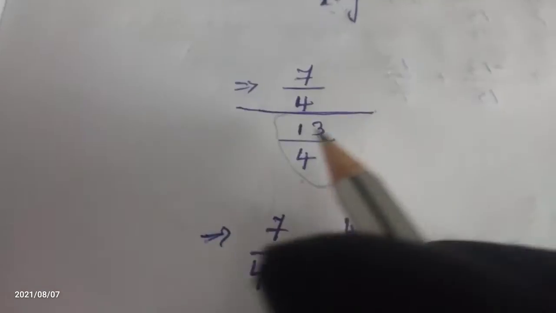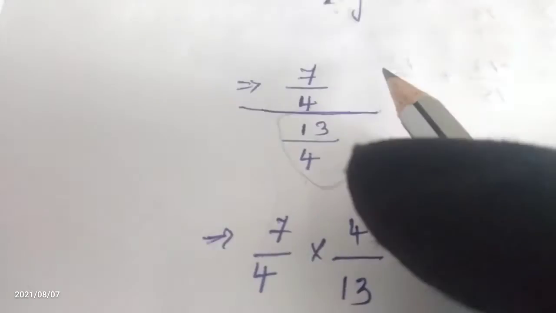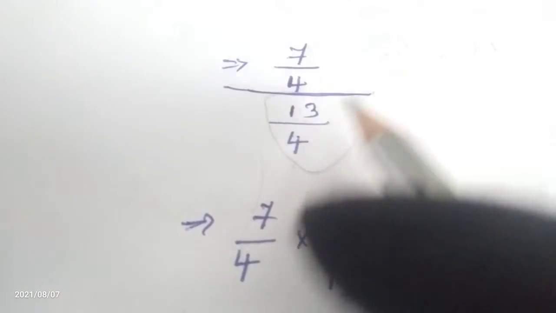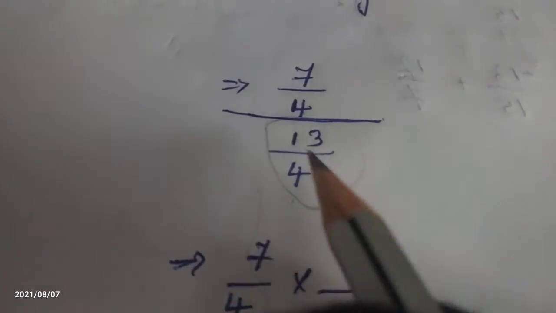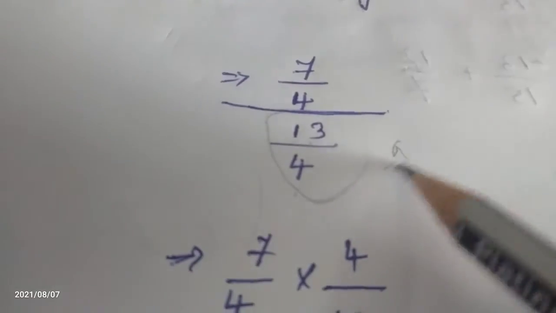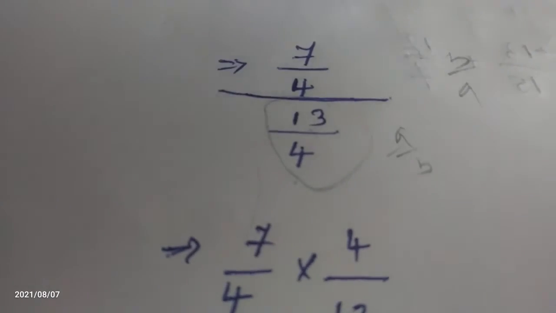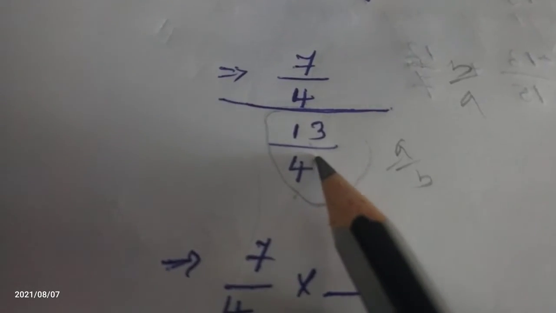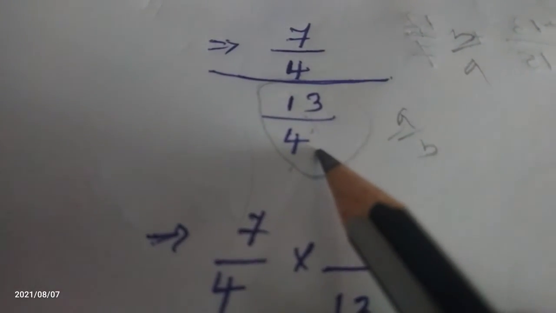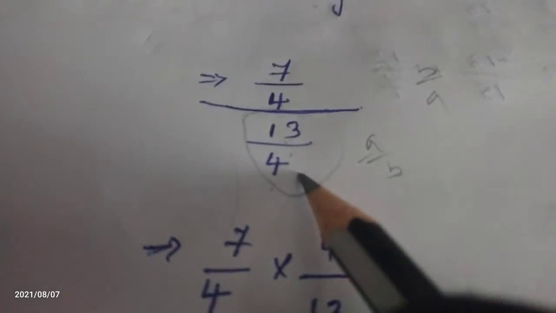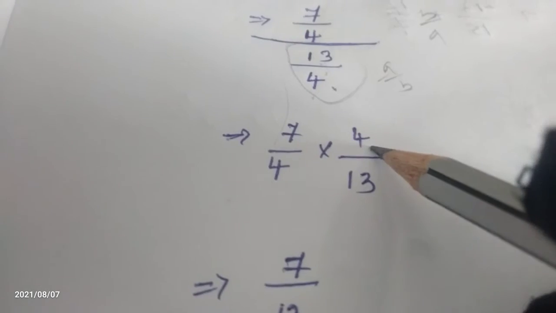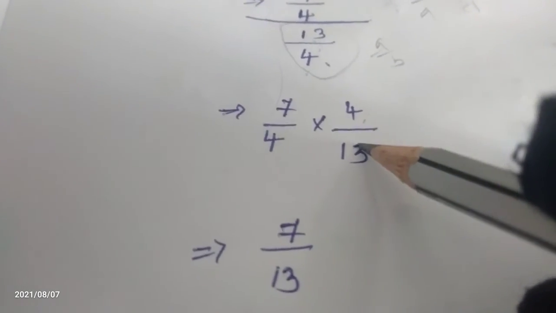When we send the numerator into the denominator, what will happen? Whatever number is there, it becomes the reverse. If a by b is there, it becomes b by a. This denominator we want to put in the numerator, so it becomes the reverse. Here 13 by 4 is there. When we move it to the other side, what will happen? It is 4 by 13.